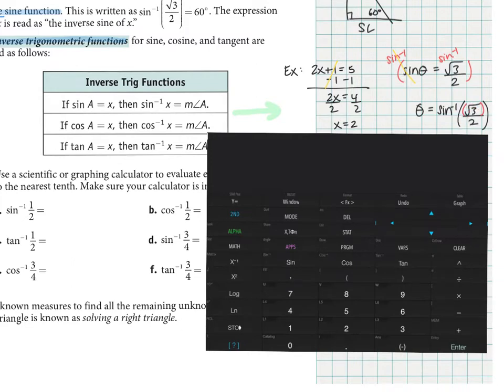Again, remember, we've already typed in second and the sine button. And then here's what you're going to do: you're going to type the second button again, and then the x squared button, because we're trying to pull up that radical.